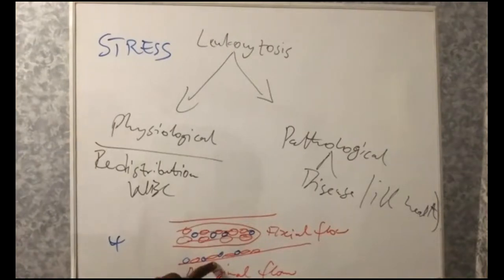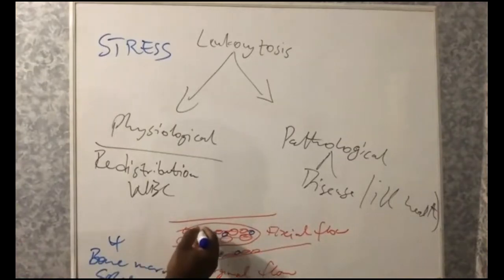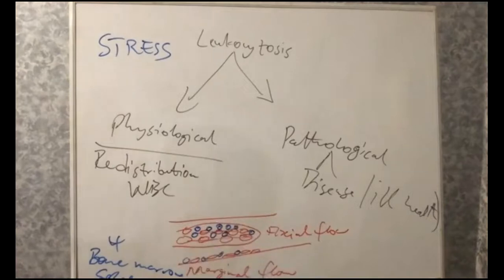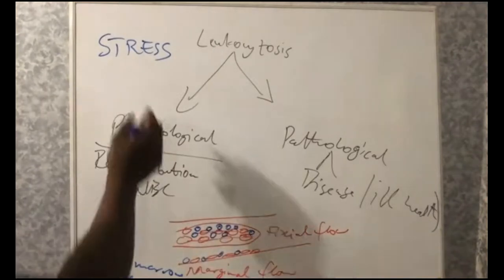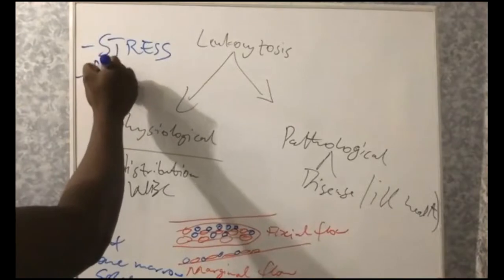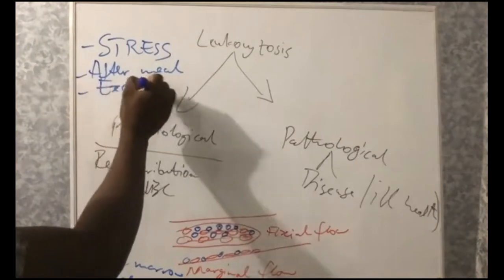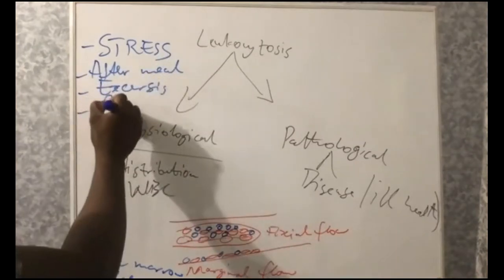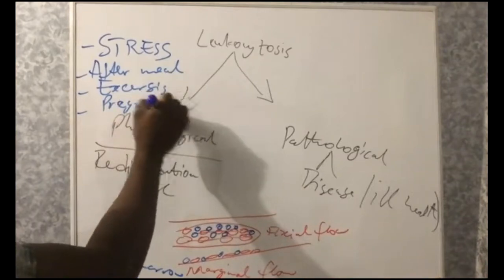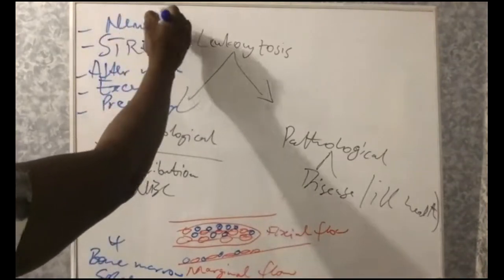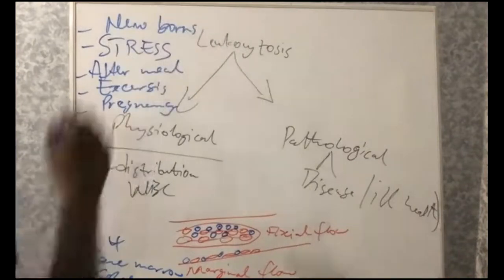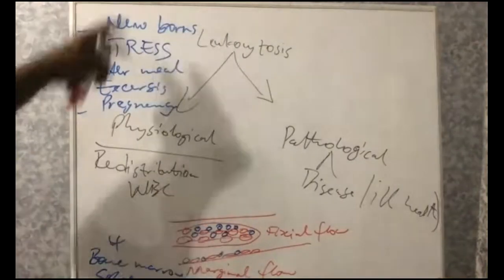So the marginal flow, bone marrow and other lymphoid tissue like the spleen will all move and join the axial flow. So in physiological conditions like stress, like after a meal, maybe exercise, pregnancy states, newborns, the first 2 days after birth of a newborn, these are the physiological states.